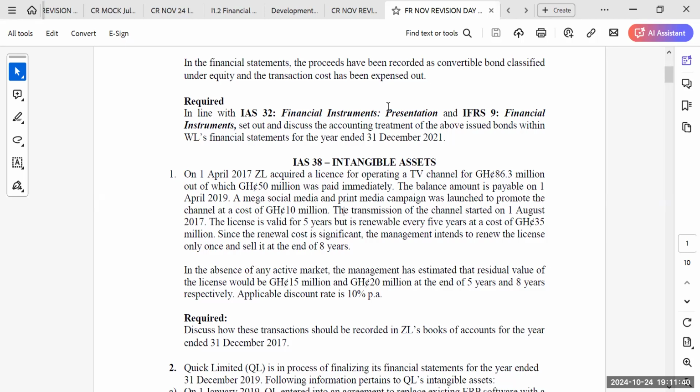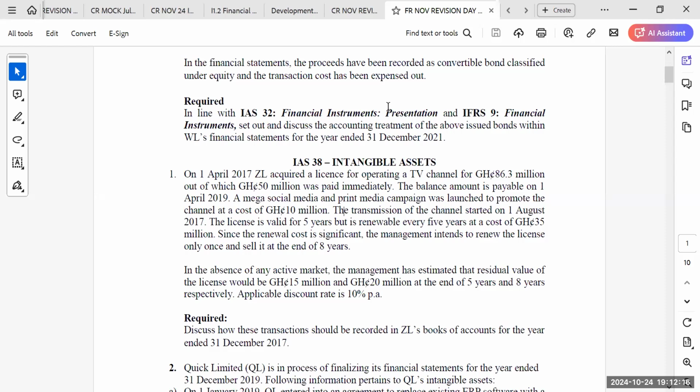Okay, we have solved this question in class. So someone should take us through how to solve it. What do we do? What do we do at the transaction date on 1st April? On 1st April, what do we do?